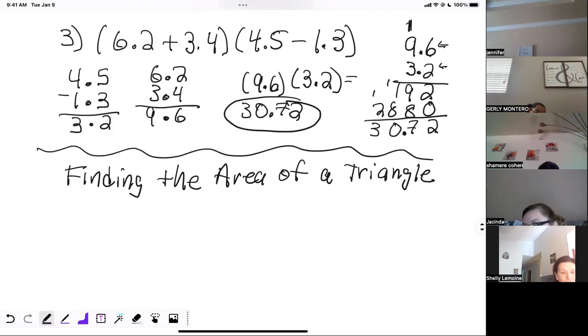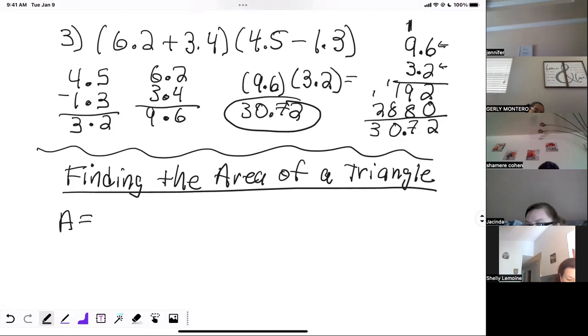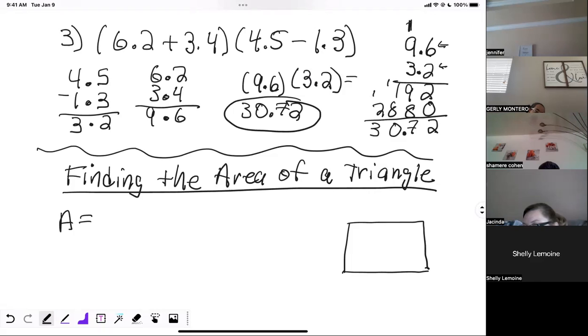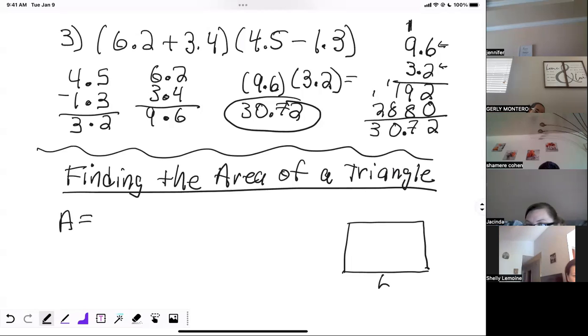Anybody remember what the formula for the area of a triangle is? I like to draw a picture. Isn't it like base times height or something? It's close, it's close. So the area of a rectangle is length times width, base times height. They call it base times height for a triangle, so I'll call it base times height. Okay, so base and height.